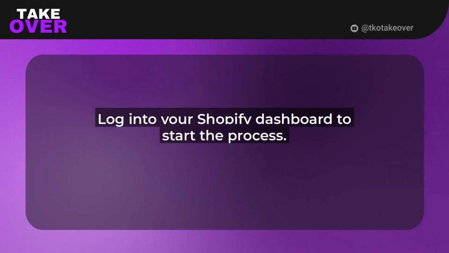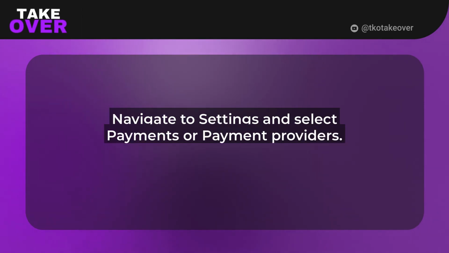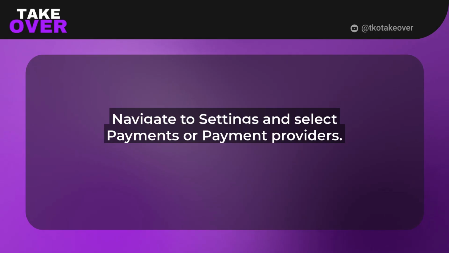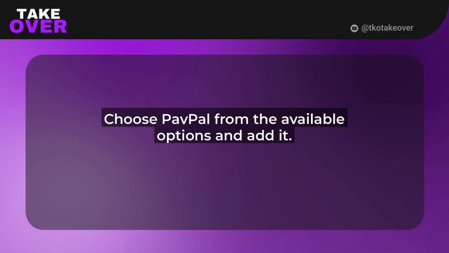First things first, make sure you have a Shopify account and a verified PayPal business account ready. Log into your Shopify dashboard. It's the hub for all your store management. Once you're in, navigate to the Settings menu, usually found in the bottom left corner. Click on Payments or Payment Providers to see your options. Here, you'll find a list of available gateways. Look for PayPal and select it to add.